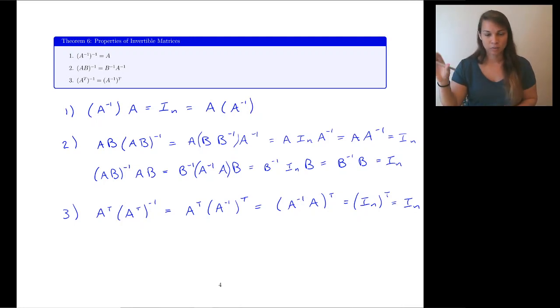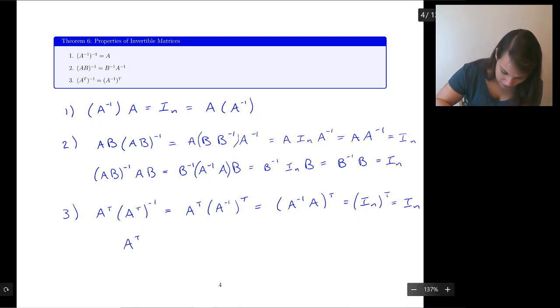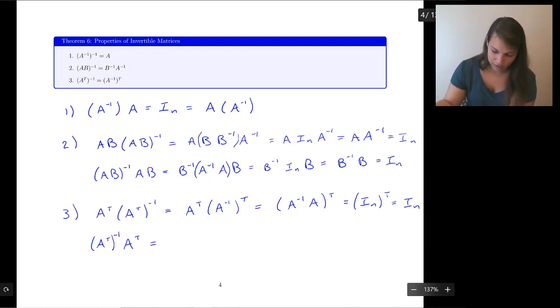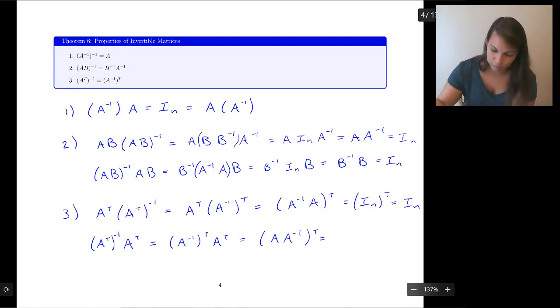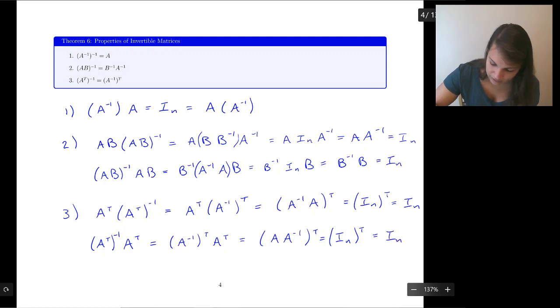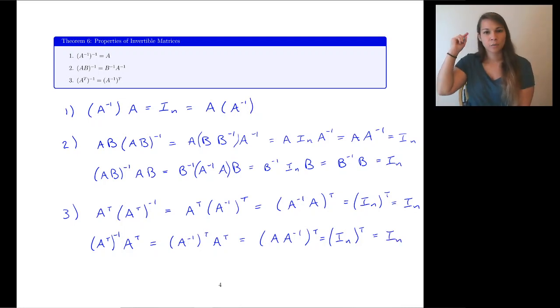Now we're going to try multiplying A transpose's inverse on the left. So we're going to do the property. We're going to switch it. And then we're going to do times A transpose. And then once again, we can do the switcheroo with our matrices to pull our transpose out. But then that's A times A inverse, which is just the identity matrix. And then the transpose of the identity matrix is still itself. All right, so we have verified all 3 properties in Theorem 5.